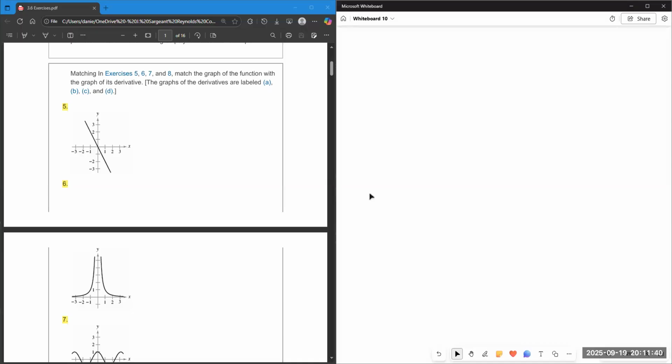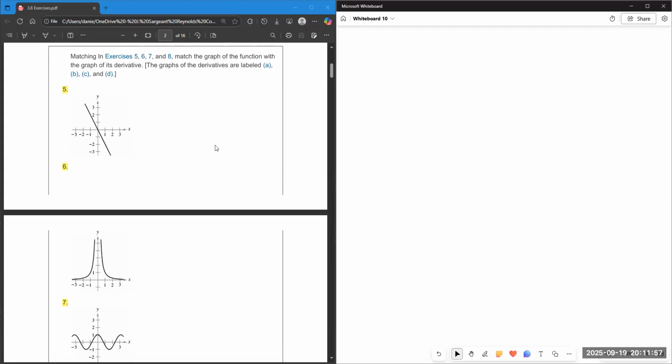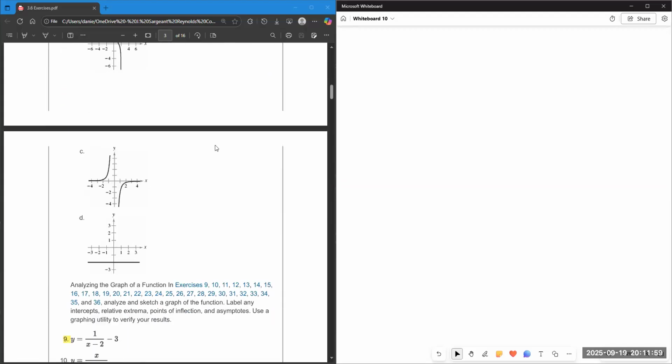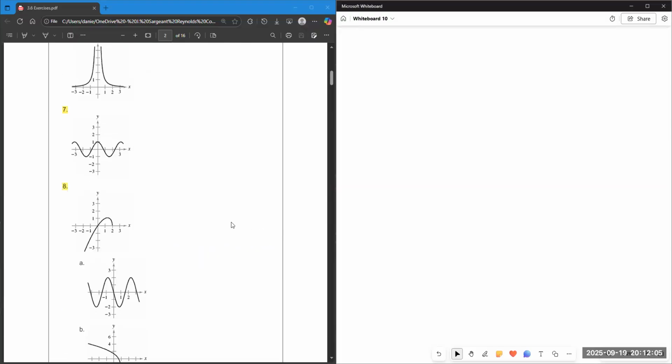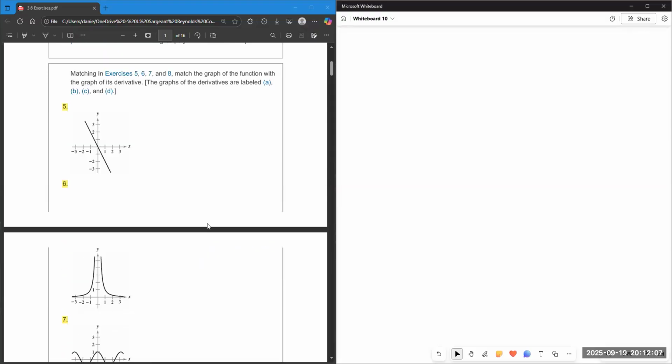Right, in this video, we're going to talk about suggested homework problems from section 3.6. Let's go ahead and get started with number 5. We're going to match the graph of the function with the graph of its derivative. So 5 is a constant function. It has a negative slope. I'm looking for a derivative here that has a constant negative number. That's d. So 5 is d.